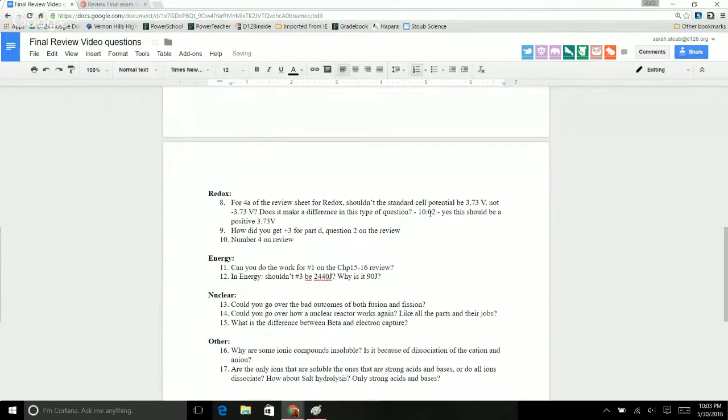Does it make a difference in this type of equation? Yes, it does. If it's a positive value, then you'll actually get electricity out of it. You will get 3.73 volts. It'll create a battery that has 3.73 volts. If it's a negative value, that means you actually have to put a battery to it. The battery has to be worth at least 3.73 volts to make that reaction happen. So as a positive value, it will produce electricity. As a negative value, you need to input that electricity to make it happen. So it does matter on the value.